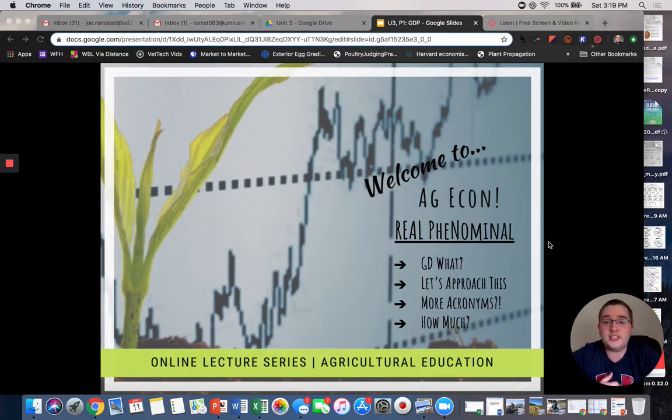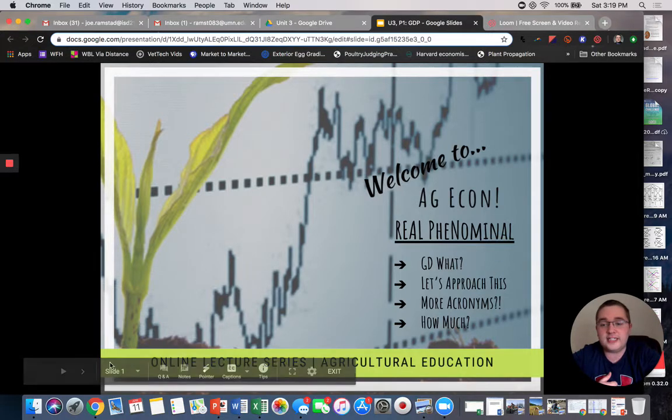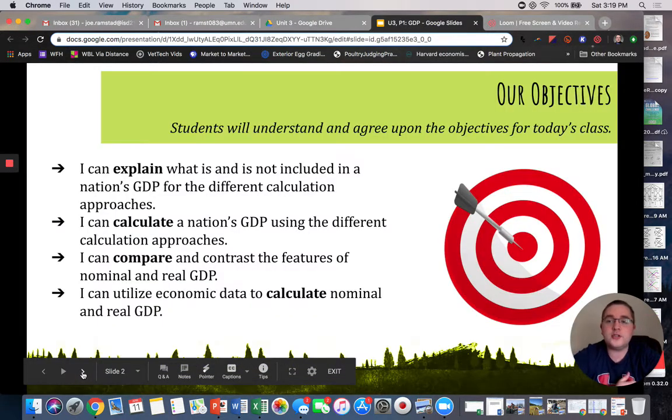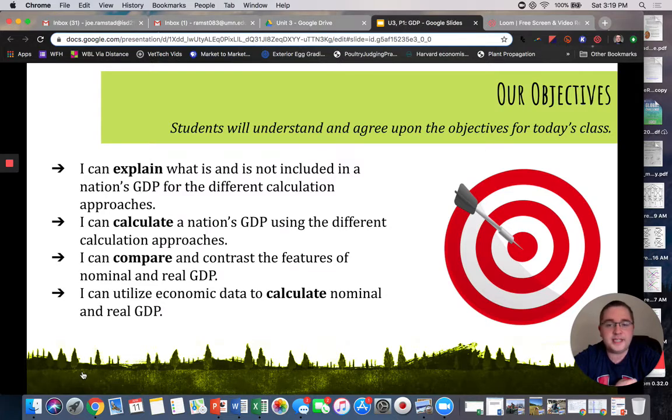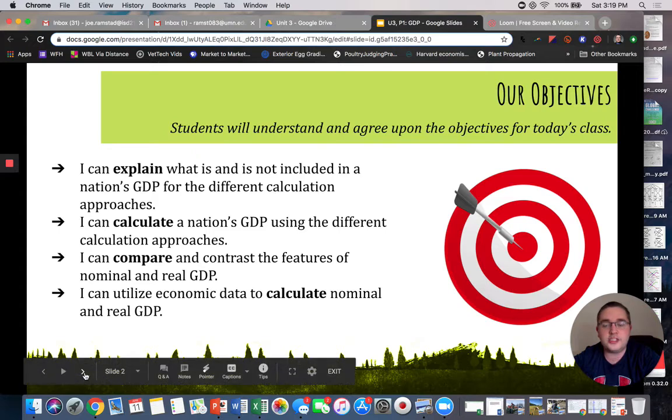So we're going to get started today by looking at our learning targets as usual. So first, I can explain what is and is not included in a nation's GDP for the different calculation approaches. I can calculate a nation's GDP using the different calculation approaches. I can compare and contrast the features of nominal and real GDP. I can utilize economic data to calculate nominal and real GDP.